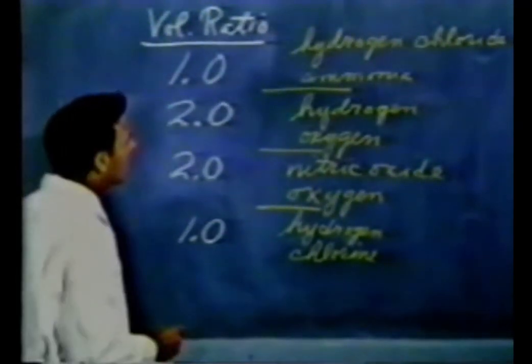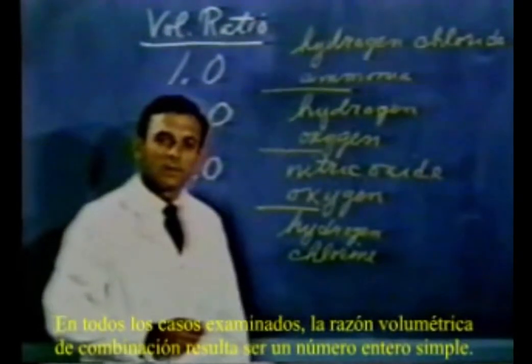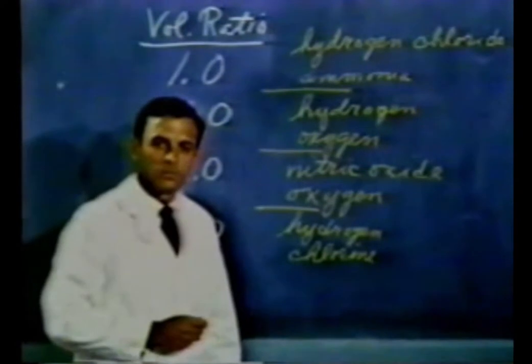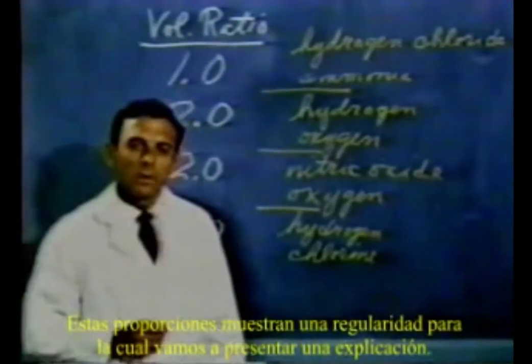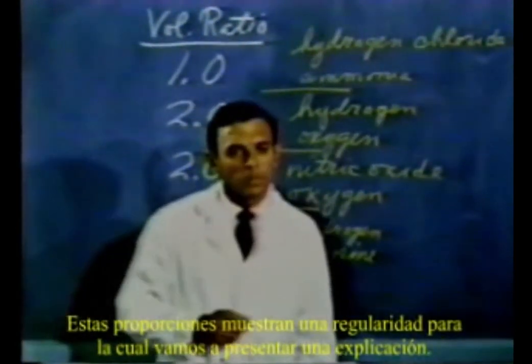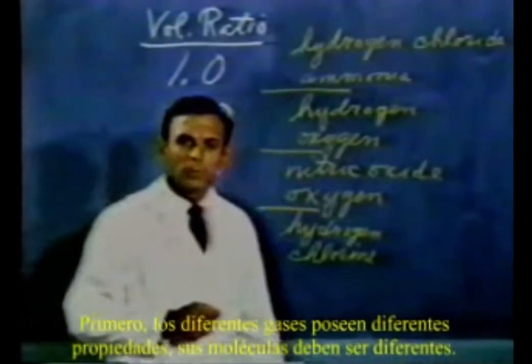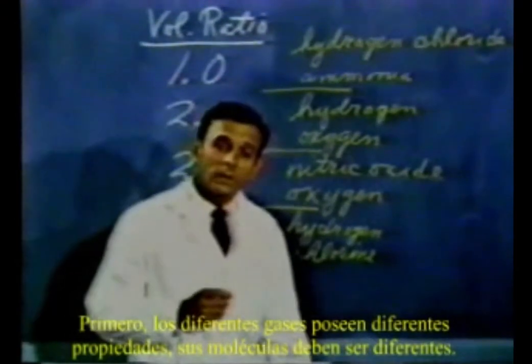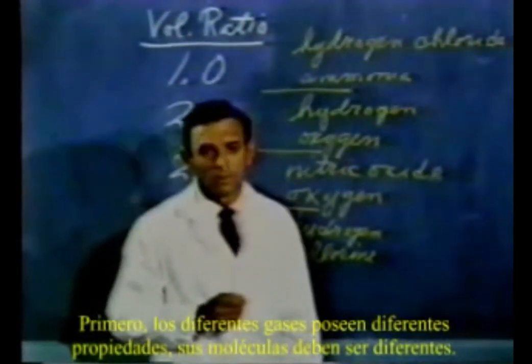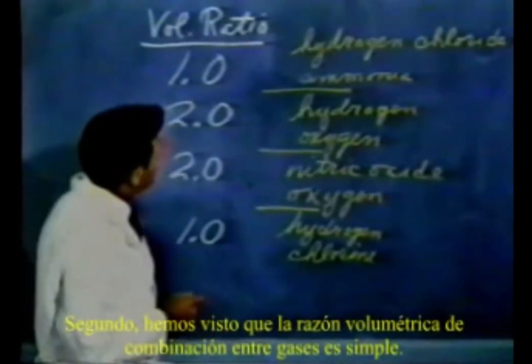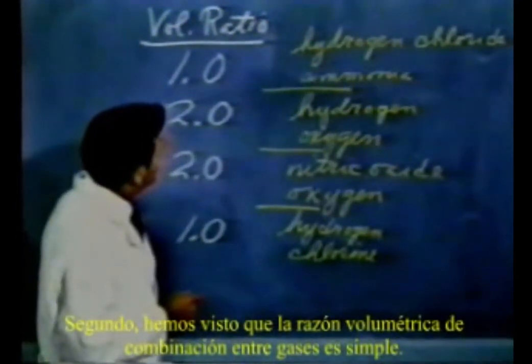In every example we studied, the volumes of two gases that combine are in a simple integer ratio. These ratios represent regularity. Now let's seek explanations. First, different gases have different properties. The molecules of one gas must differ somehow from the molecules of another gas. Next, we discovered there's a simple integer relationship between the volumes of two gases that combine.